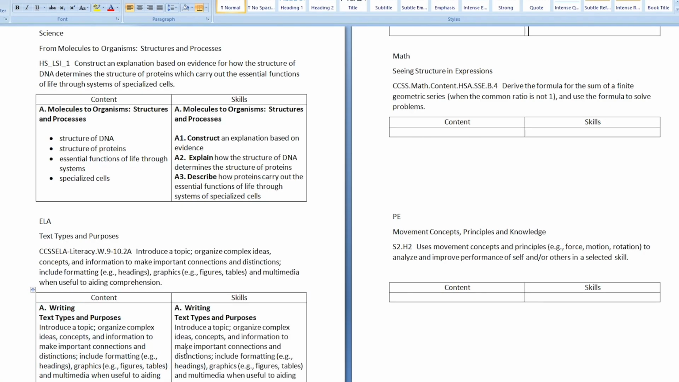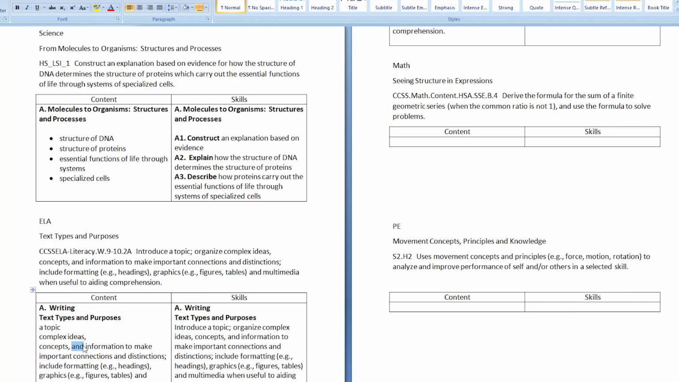So if I go in to introduce a topic, I'm going to start right away, just clicking enter. I need to have a topic. So I'm going to delete introduce. They have to have complex ideas. They need to learn about concepts. They need to be interacting with information. It's an informational. I need them to have formatting.